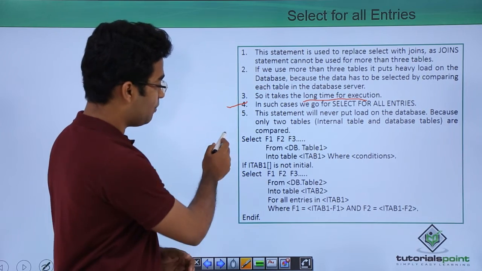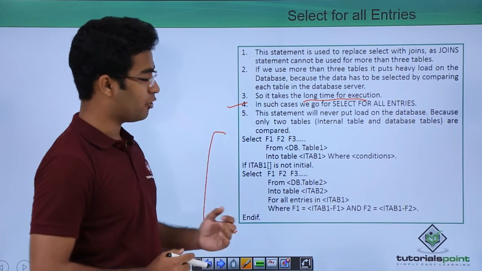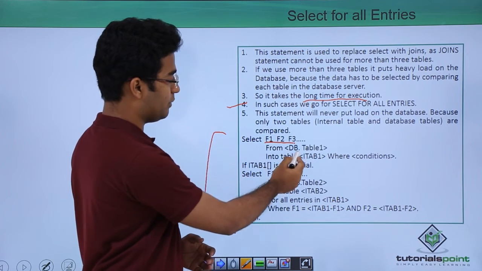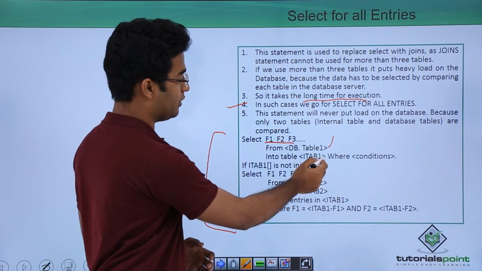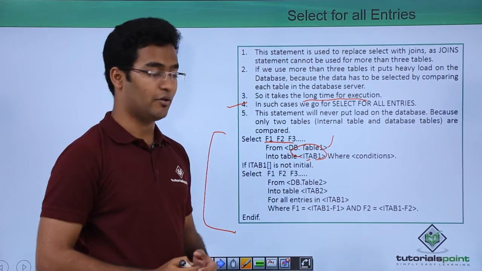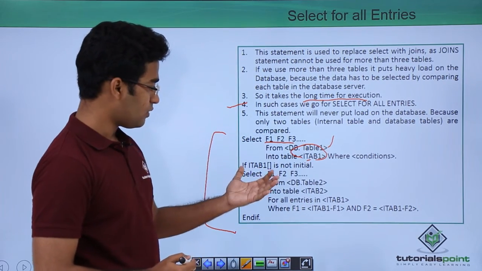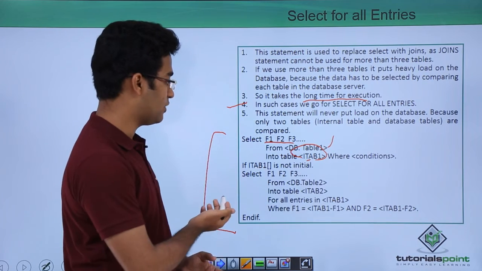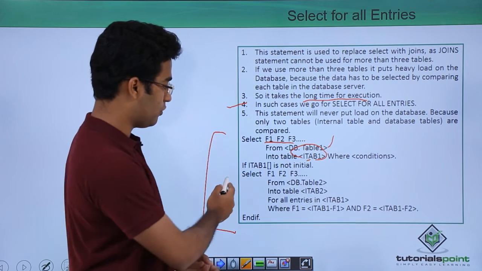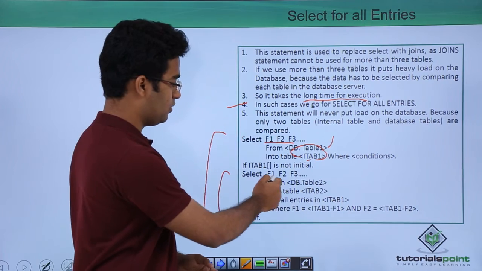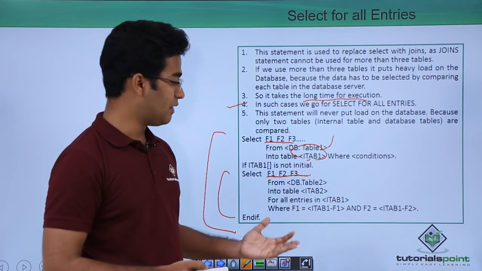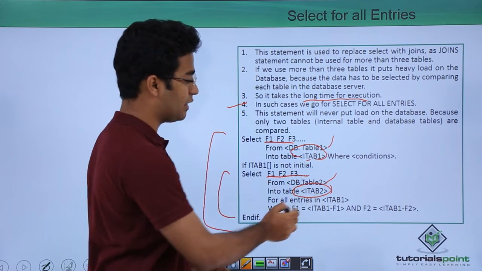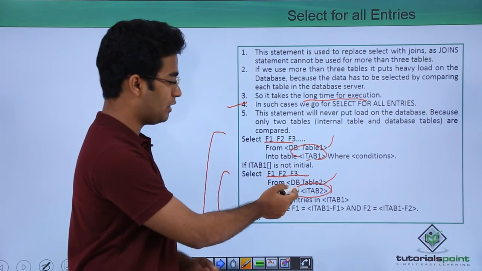So here is an example of the select for all entries statement. Here we are selecting these 3 fields from database table 1 into the internal table, based on some condition we have provided. Now what we are doing is, if the internal table is not initial, that is it has values, we select the field values from database table 2 into the internal table 2. So here we are using internal table 2.